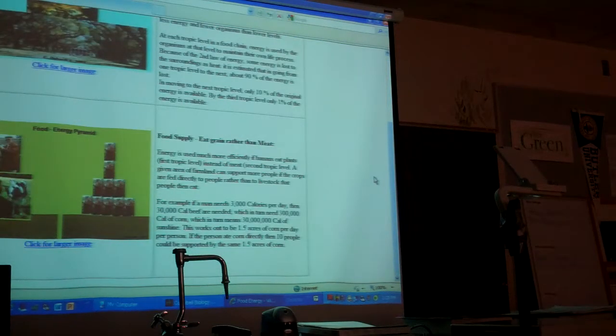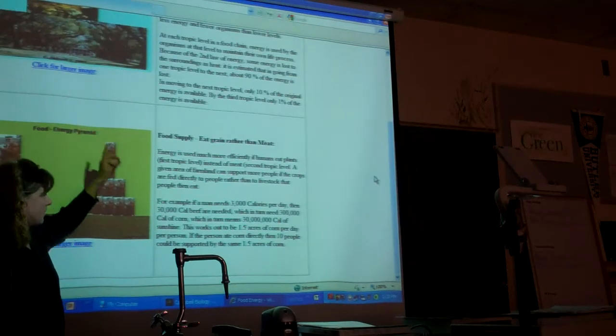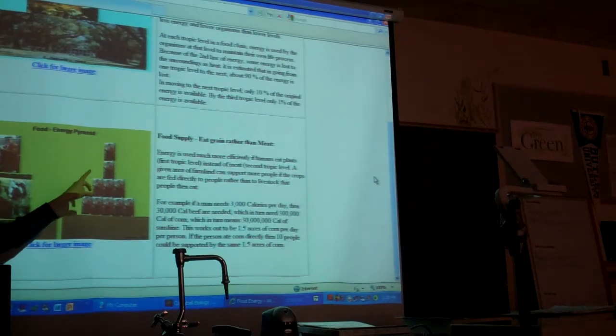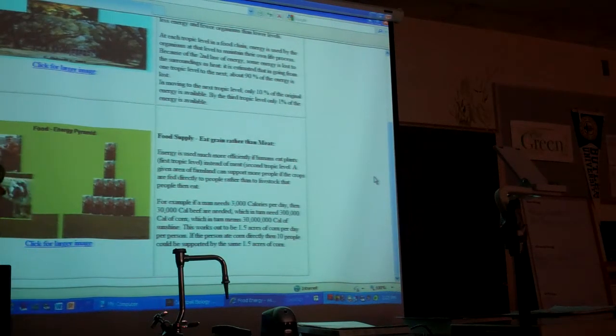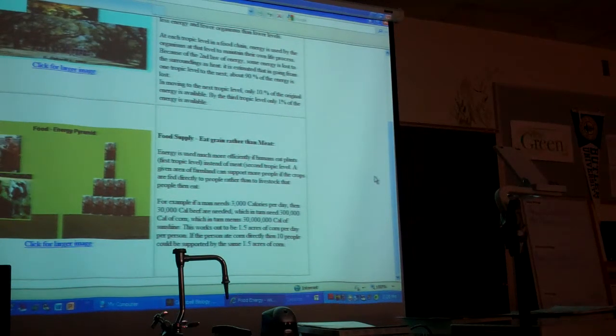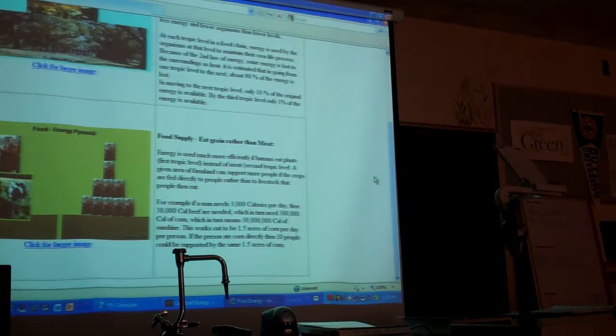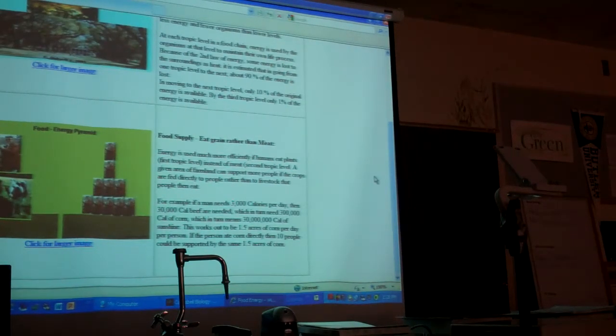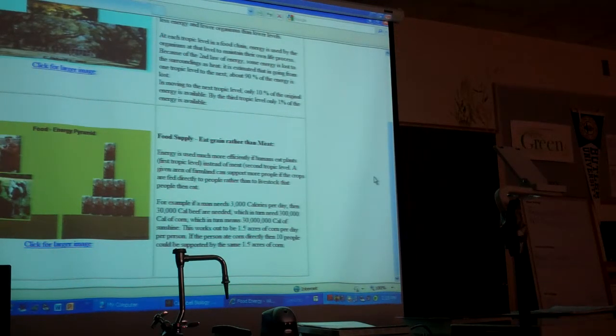I like this little part. Look at the bottom part here. The top part just says exactly what I was just already telling you about. 10% always gets passed on. I'm going to read it out loud because it's hard to read. Energy is used much more efficiently if humans eat plants on the first trophic level instead of meat, the second trophic level. A given area of farmland can support more people if the crops are fed directly to the people rather than to livestock that the people then eat.